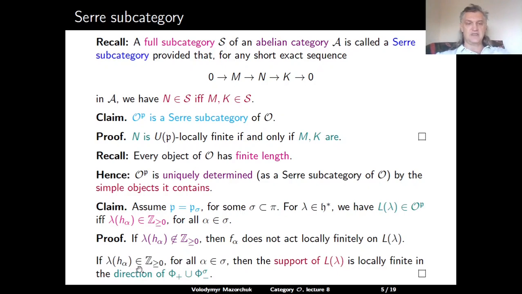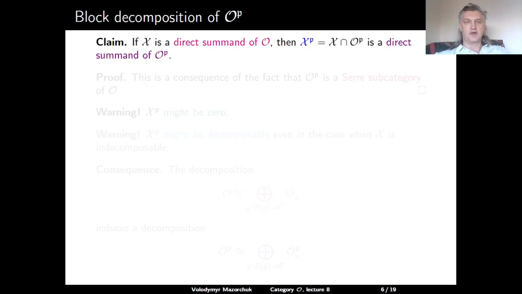On the other hand, if this condition is satisfied, if the evaluation of lambda at each H alpha, where alpha is an element in sigma, is a non-negative integer, then we have seen also in the previous lectures that the support of the corresponding highest weight module L lambda is locally finite in the direction of phi plus union with the negative part of phi sigma. Since all weight spaces for all modules in O are finite dimensional, it follows that the action of UP on such L lambda is locally finite. So this tells us that OP is a Serre subcategory of O, which is generated by all L lambda such that the evaluation of lambda at H alpha is a non-negative integer for any simple root alpha, which defines our parabolic category P.